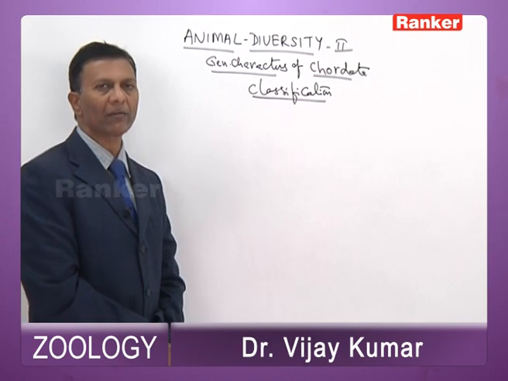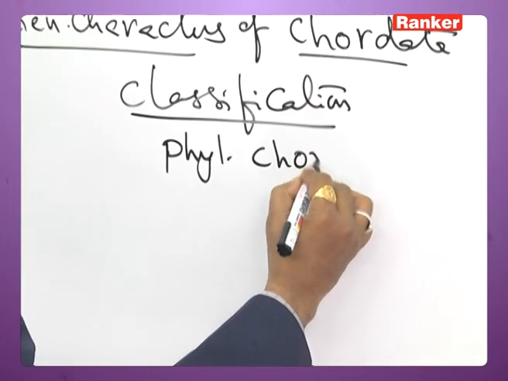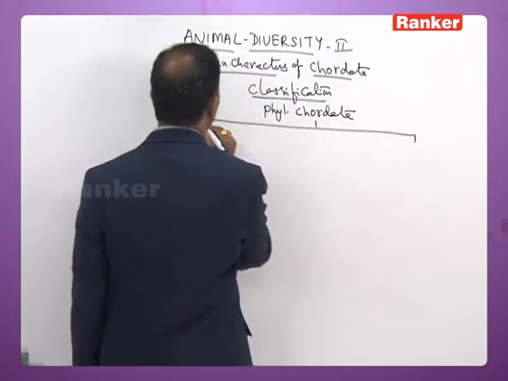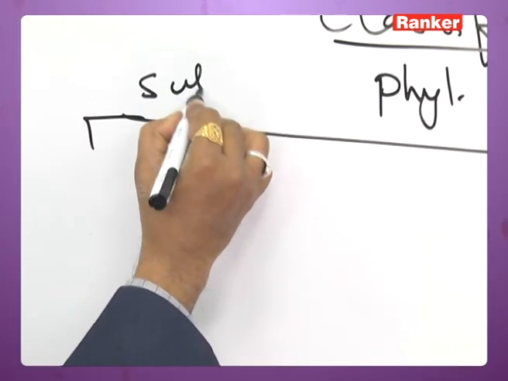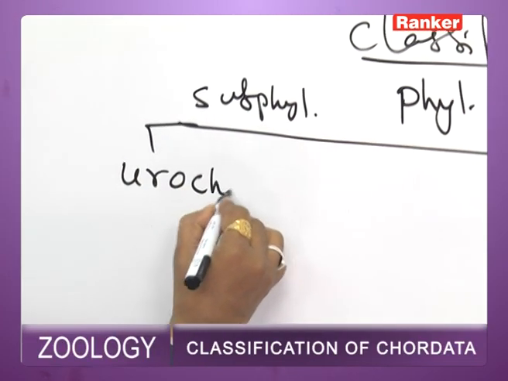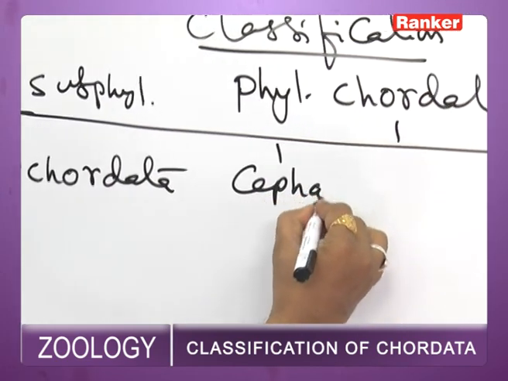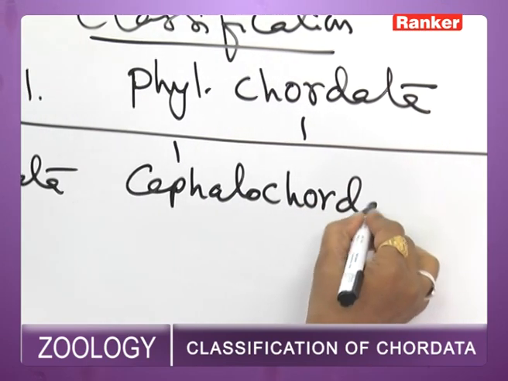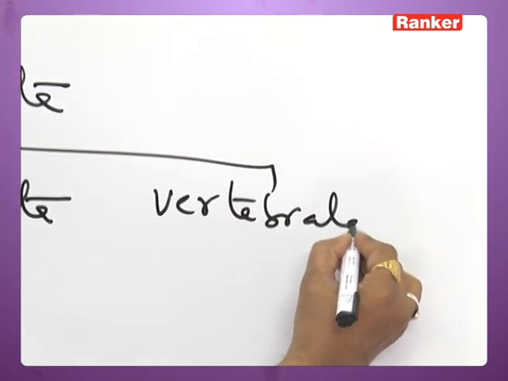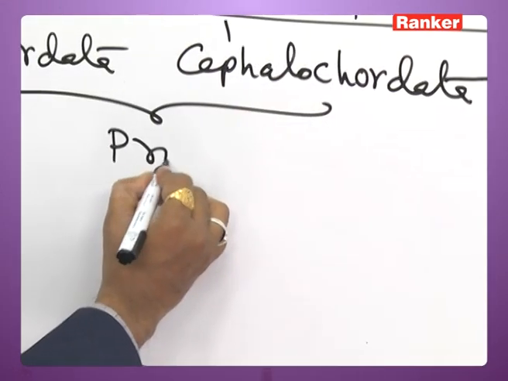We'll talk about the classification of Chordata. Phylum Chordata is divided into subphylums: subphylum Urochordata, subphylum Cephalochordata, and subphylum Vertebrata. Now these two are put together called protochordates.